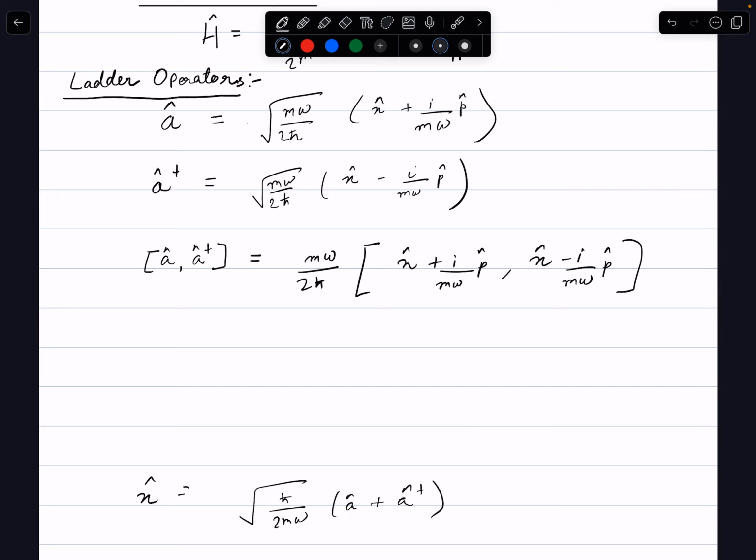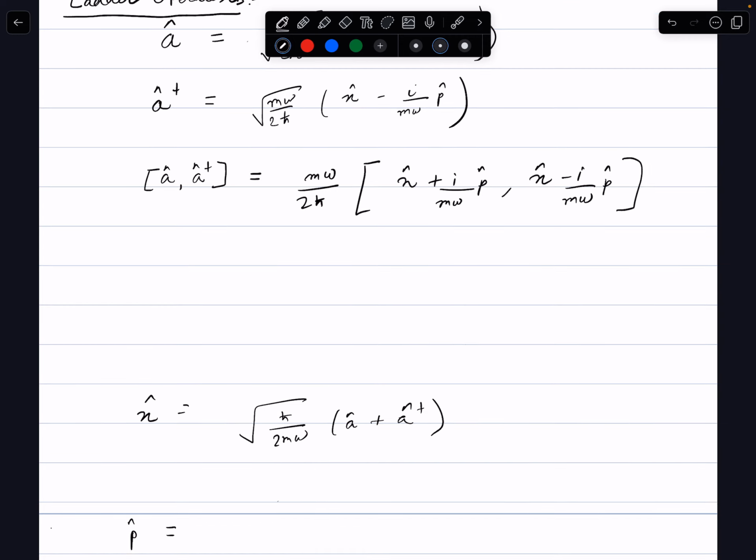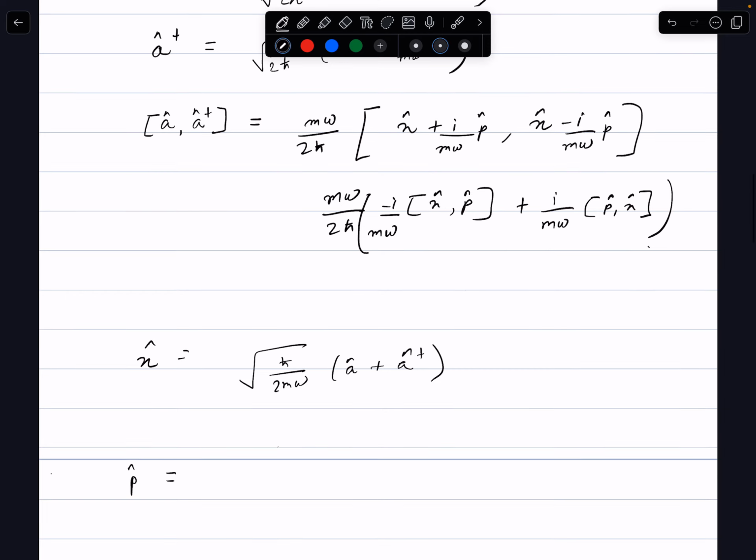So what is the commutator of x and x? Zero, and for p and p it is also zero. So the ones that survive are the x p term, which is minus i over m omega times x p, and the other one is i over m omega times p x. Now the px commutator is just minus the xp commutator. So we can write this whole thing as minus m omega over 2 h bar.